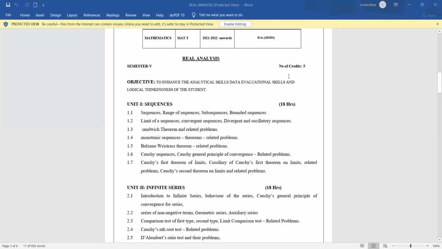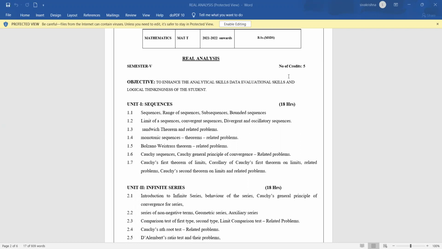Hello students. In this semester, you are going to study two mathematics papers, and I am going to deal with one of them, that is real analysis. Coming to the syllabus, we have 5 units.